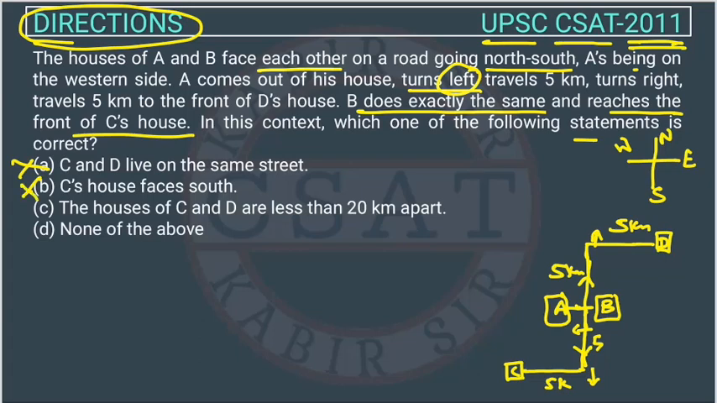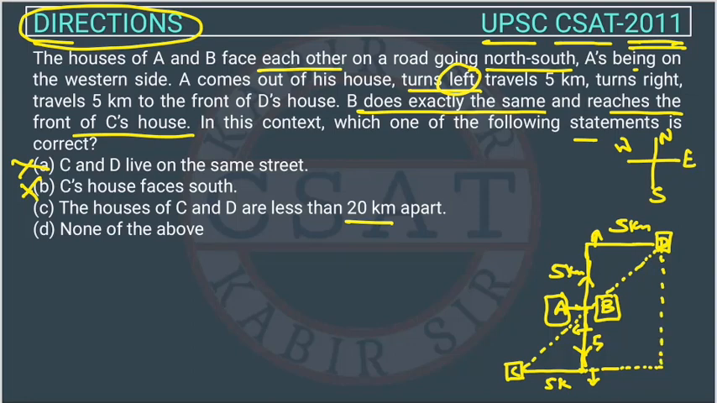The houses of C and D are less than 20 km apart. So we have to check the distance, this distance between C and D. This statement is saying this is less than 20 kilometers. So now we have to find out this distance. How will we find it out? We will use the Pythagoras theorem. See, the Pythagoras theorem is very easy, and we have read it in school, so don't get confused or think it's hard.